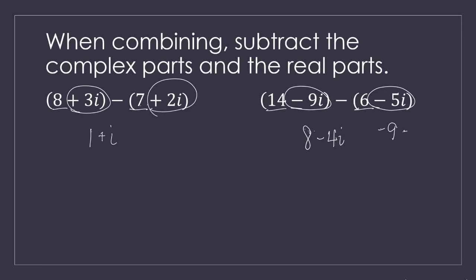Remember that negative 9 minus negative 5 means that you're adding that 5, which is where the negative 4 comes from, okay? So the one thing I would tell you is be careful when you're subtracting. Make sure that you pay attention to all of the signs when you are subtracting, okay?